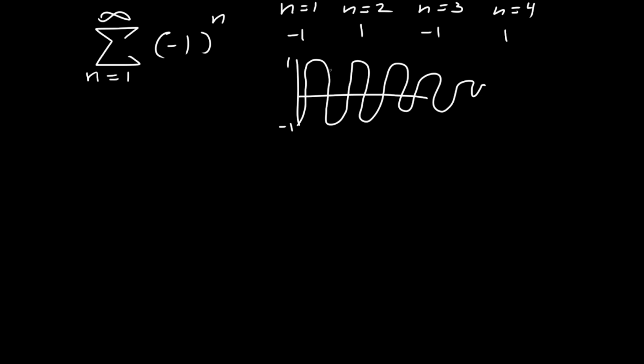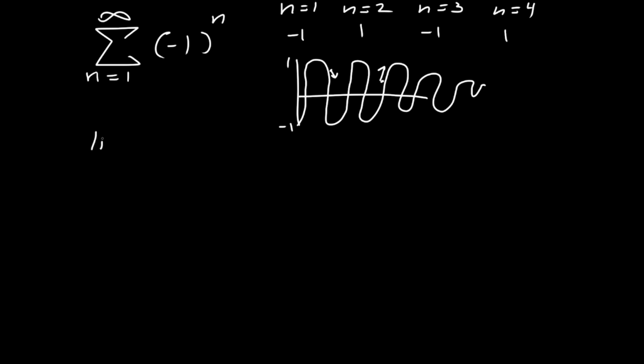If we were to take the limit at this point right here, it would be approaching -1. But if we were to take it from here, it would be approaching +1. So because this function doesn't approach a single finite value, it is impossible to take this limit. Therefore, it does not exist.